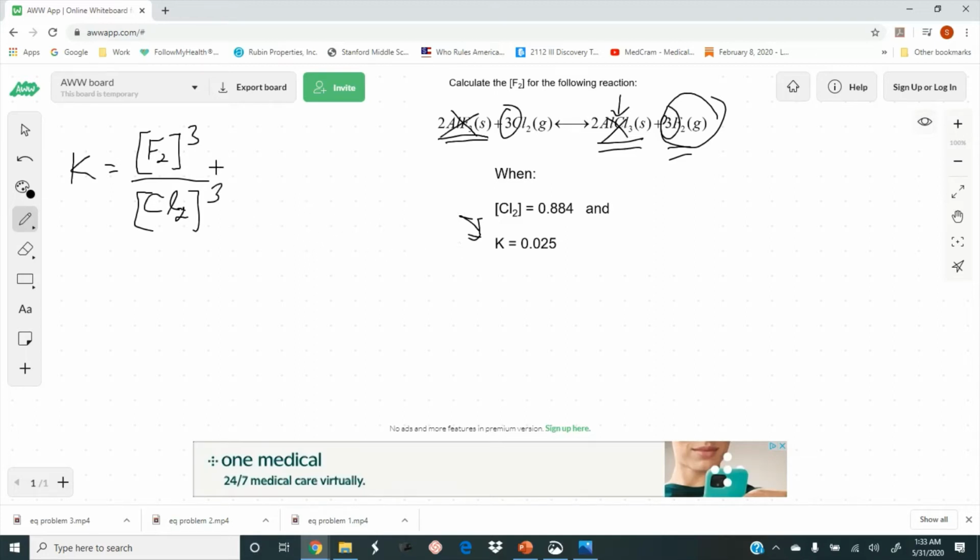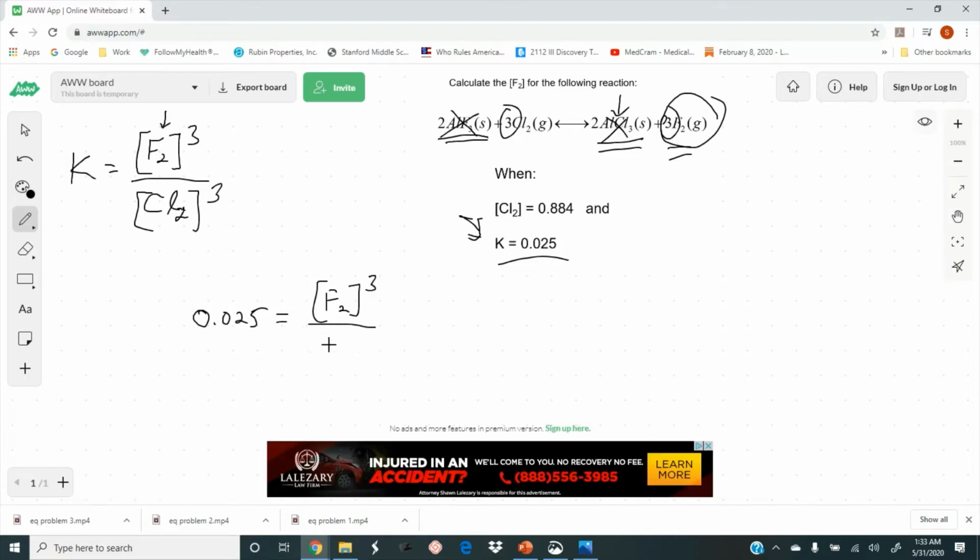All right, so we're being asked to find F2. Before, we've been given the concentrations of all the substances and solved for K. This time we're being given K, so I'm going to plug that in. 0.025 is our K, and that's going to equal the concentration of F2 cubed divided by the concentration of Cl2 cubed. And Cl2 we're also given is 0.884.